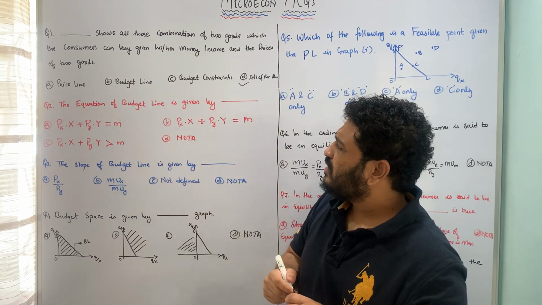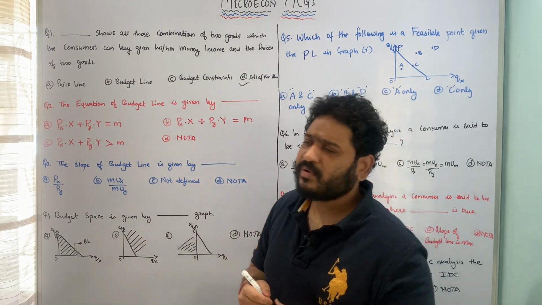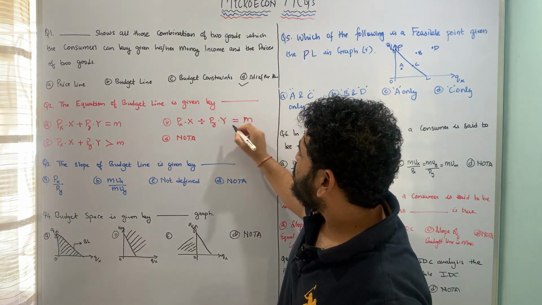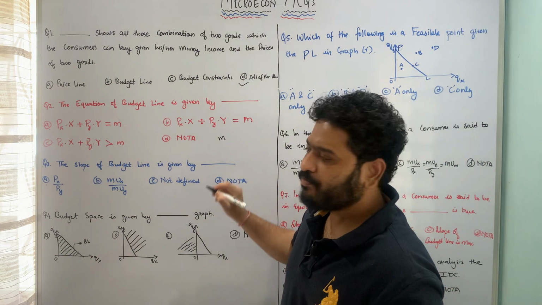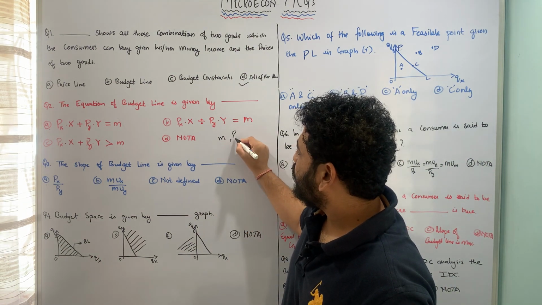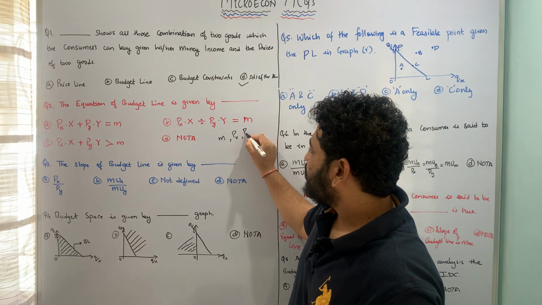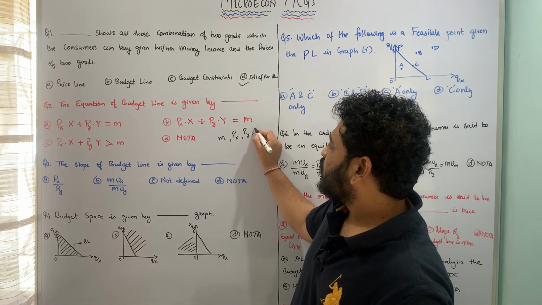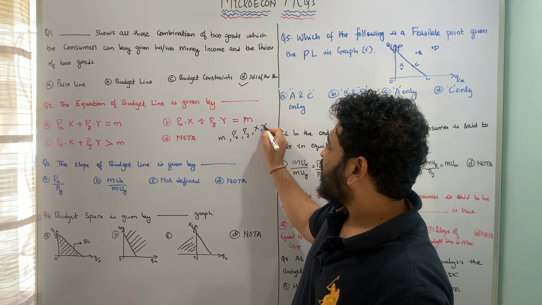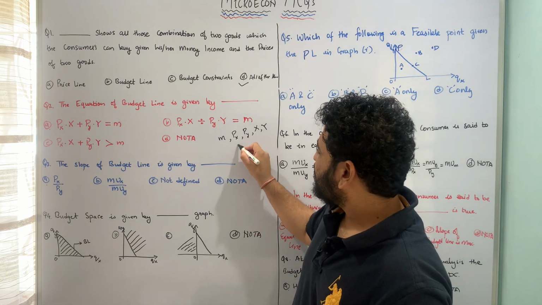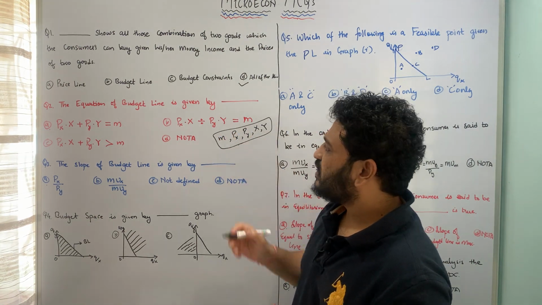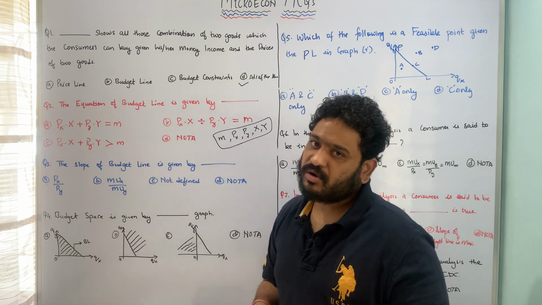Now let us assume here, before understanding the equation, that the income of the consumer is given by M, the price of good X is given by Px, the price of good Y is given by Py, and the quantity of X is given by X and Y. So given these details, what should be the equation of a budget line?